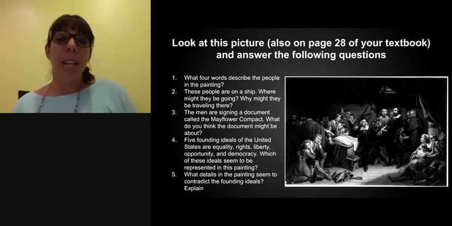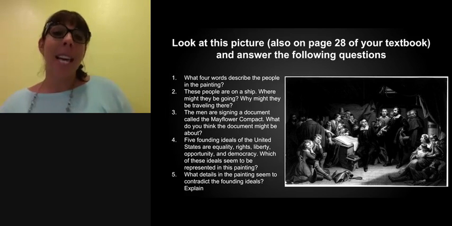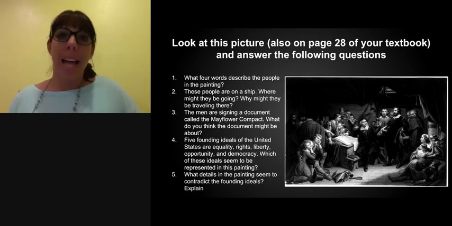And on the flip side of that, what do you think is being contradicted out of those ideals in this painting? What do you see them going against? Is that, again, equality, rights, liberty, opportunity, or democracy? Which one do you see, and which one do you see it going against?